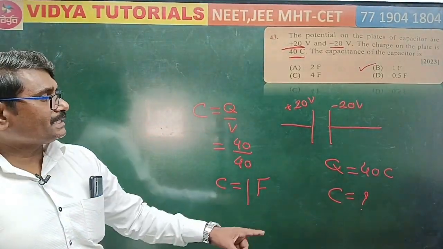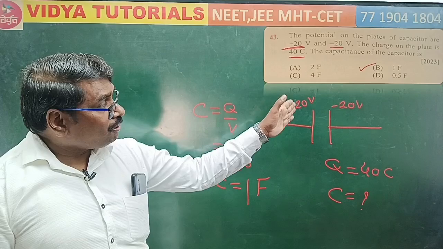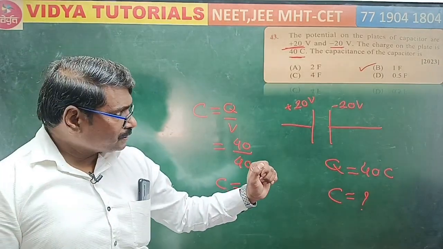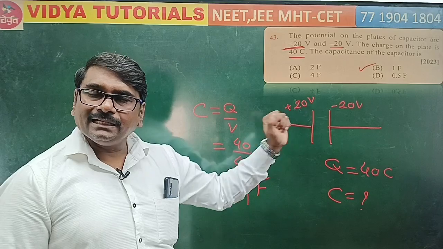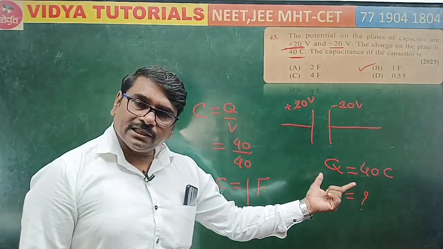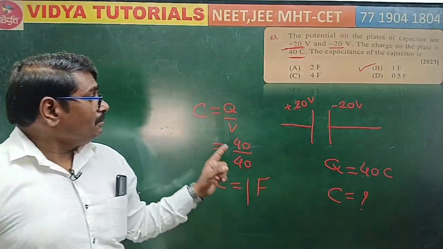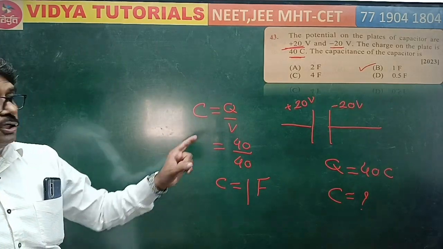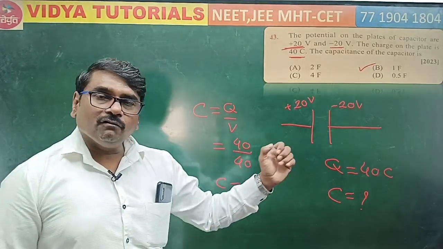What is important in this case? Here, what is the potential on each plate? On the first plate, 20 plus, 20 minus. Charge, of course, 40 coulomb. Now by the formula C is equal to Q by V, because C we have to find. Q is already given as 40.